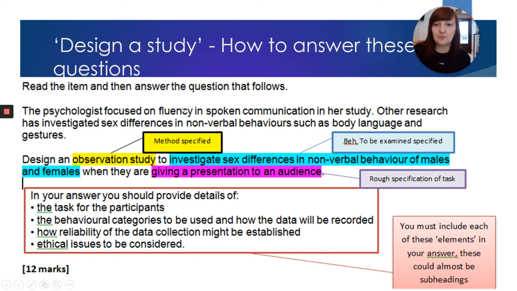So this is something a little bit different. Looking at the fluency in spoken communication, we've got the method specified and observation. We're examining sex differences in non-verbal behaviour, and what they're doing is giving a presentation. So they want you to give the task, what you're going to get them to do, the behaviour categories, so how you draw out the table, how they're going to be recorded, how is reliability going to be established, and any ethics that you might need to consider.